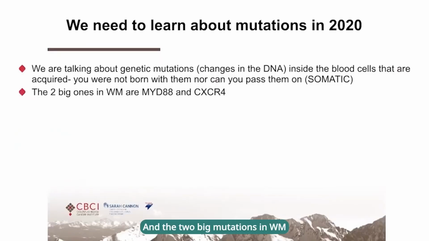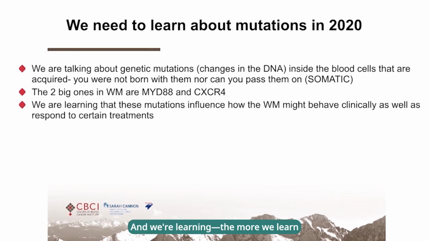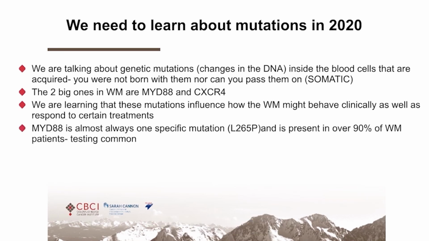And the two big mutations in WM are the MYD88 mutation and the CXCR4 mutation. The more we learn about these mutations, the more we learn that the presence of them can influence how your WM actually behaves and how it might respond to certain treatments. The first mutation is called MYD88, and it's present in just about every single person who has WM, 95% depending on how hard you look for it. And it's always the same mutation, this thing called L265P.